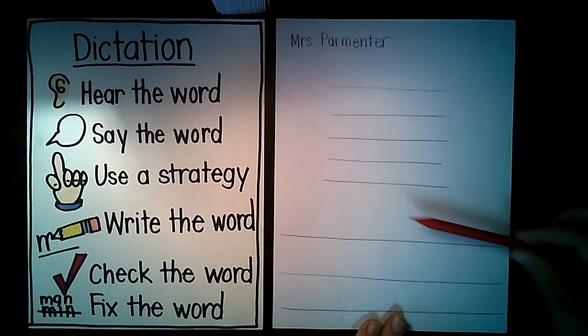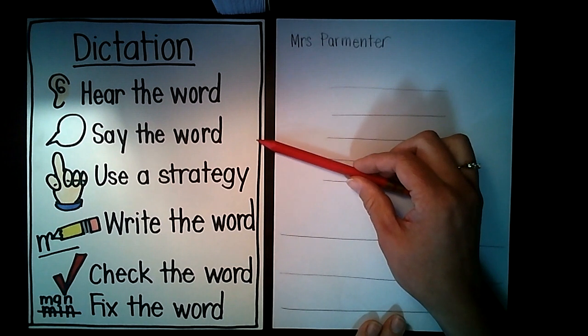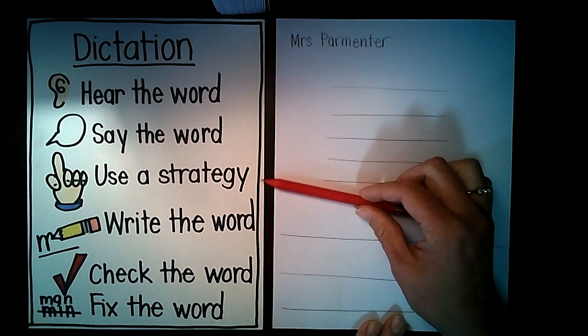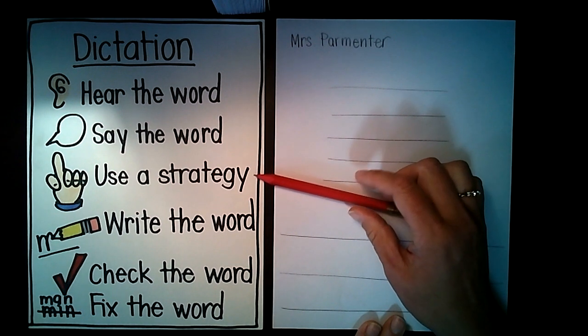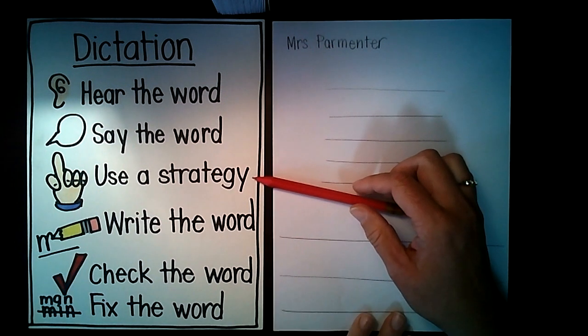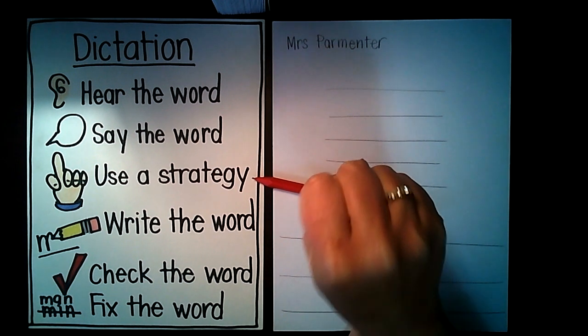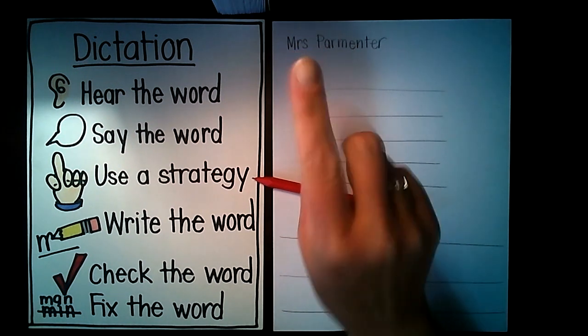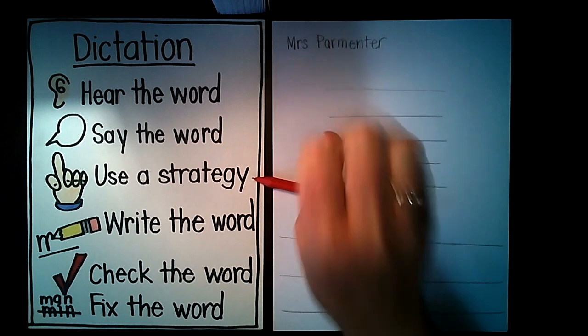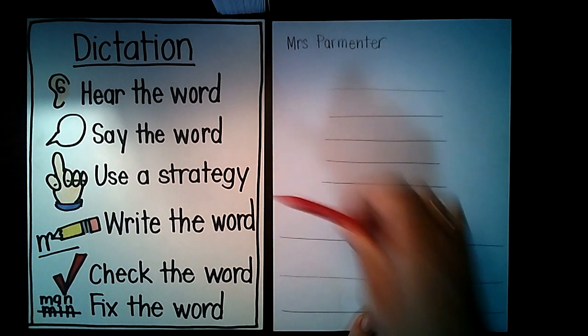Our first word today is going to be the word top. Say it with me. Top. The first one I'll use a strategy with you, but the rest of them I'm going to ask you to try your own strategy. So let's go ahead and use the strategy of using a fist and putting our fingers out for each sound. Top. T, ah, P. Top. Now write the word.